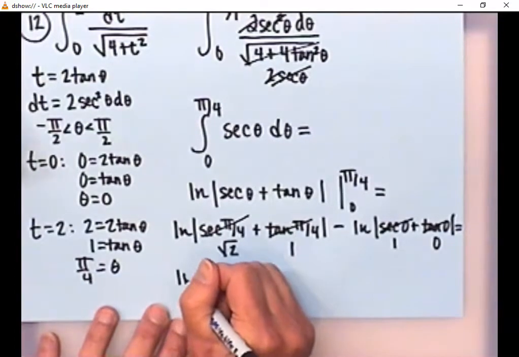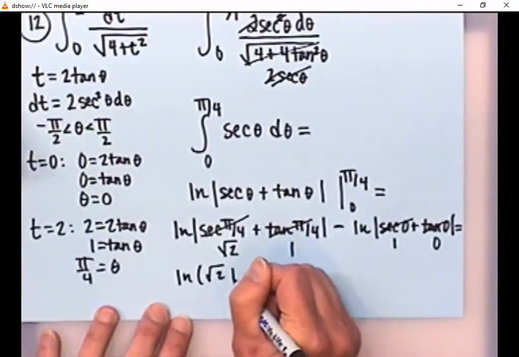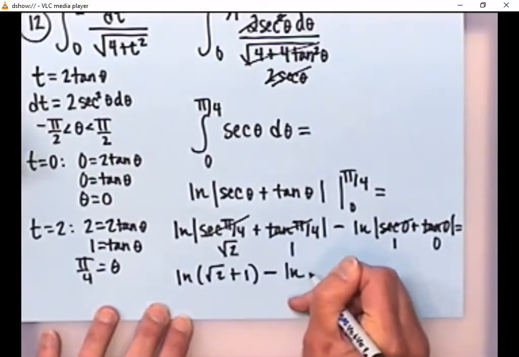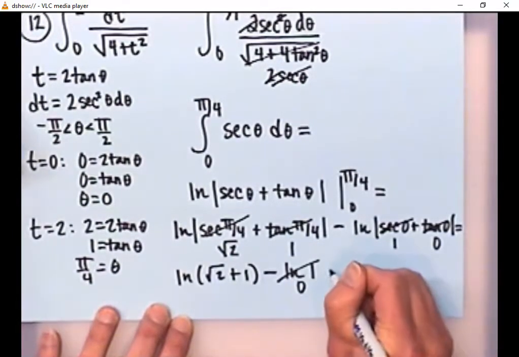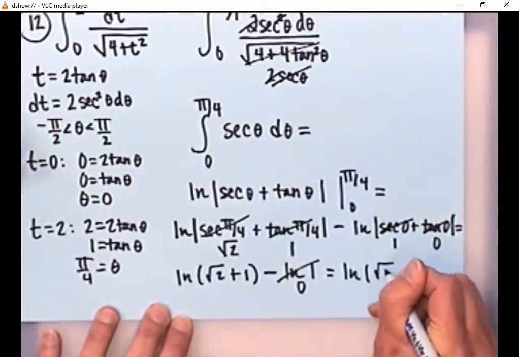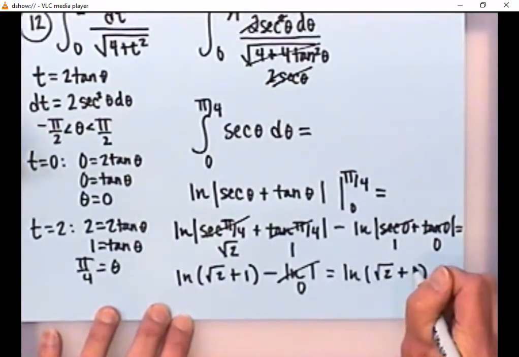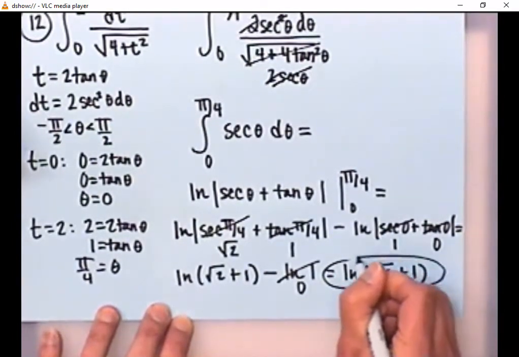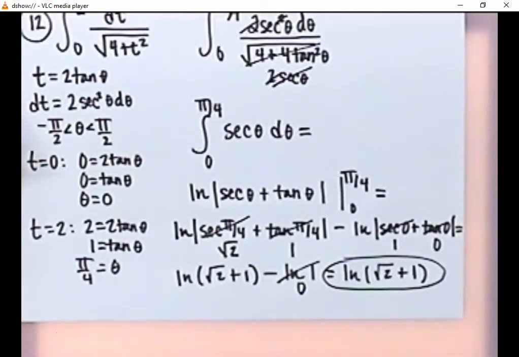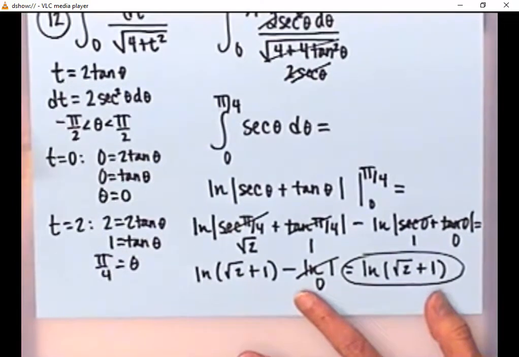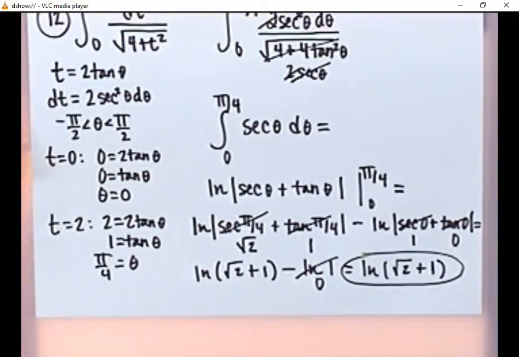So you basically get the natural log of the square root of 2 plus 1 minus the natural log of 1, which is 0. Yep. So I think that's it there: natural log of the square root of 2 plus 1. And I can drop the absolute values because it is positive inside, so I don't need to worry about the absolute values on there. Does that one make sense now? Yeah. No, you might not change limits.